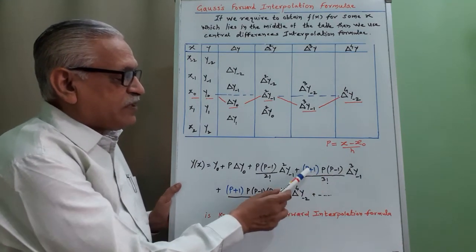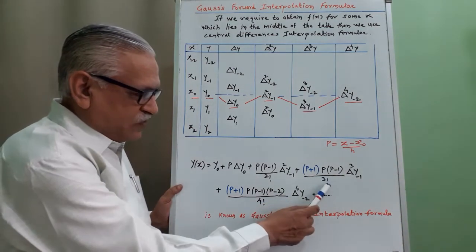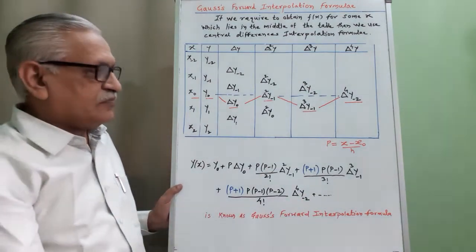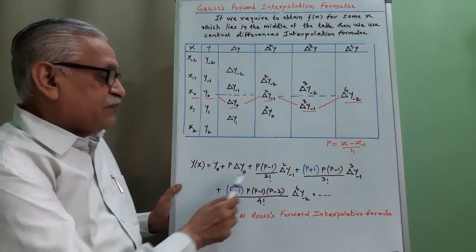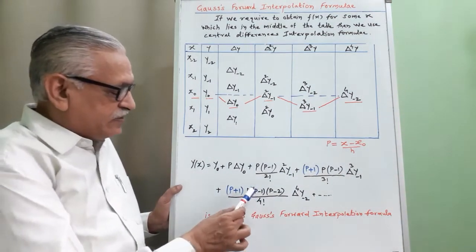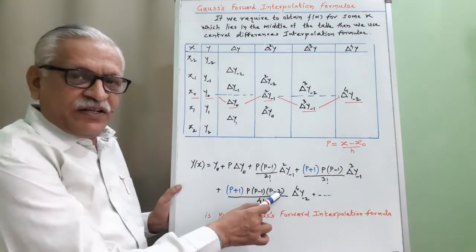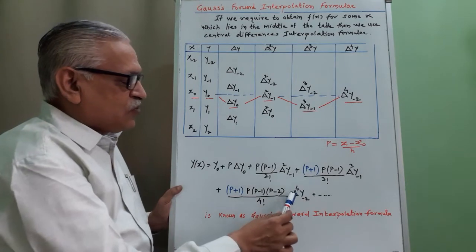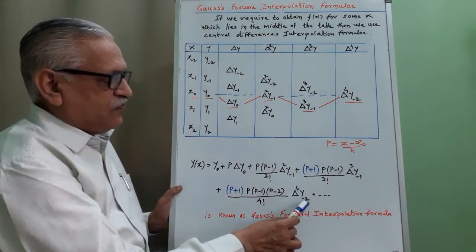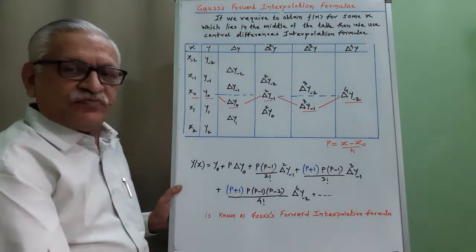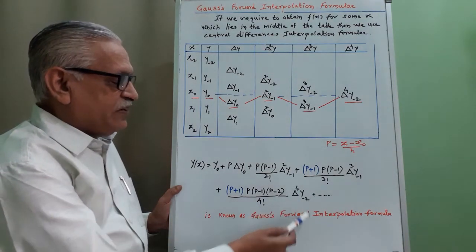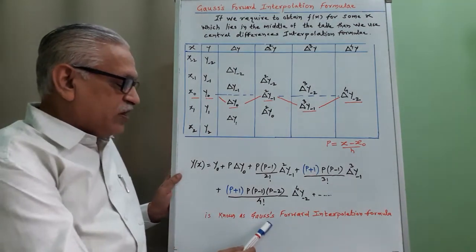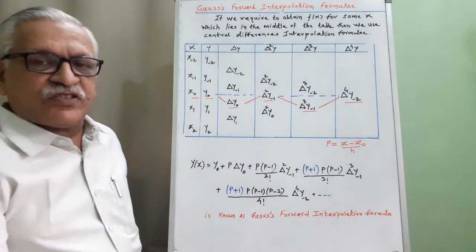P minus 1 multiplied by p plus 1 by 3 factorial into this del cube y minus 1, plus this p plus 1 we keep as it is. The next p minus 1, p minus 2 divided by 4 factorial multiplied by the 4th order forward difference of y minus 2, del raised to 4 y minus 2, and so on. Therefore, whatever result I have written, that result is called Gauss's forward interpolation formula.